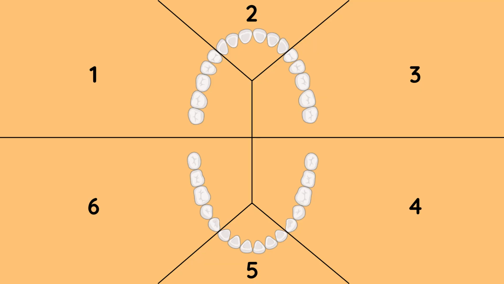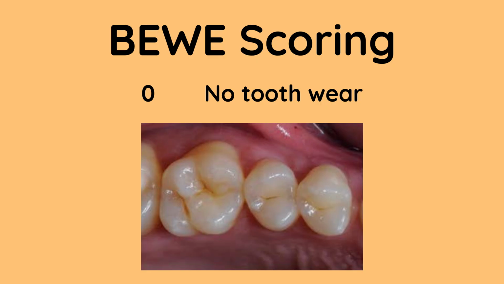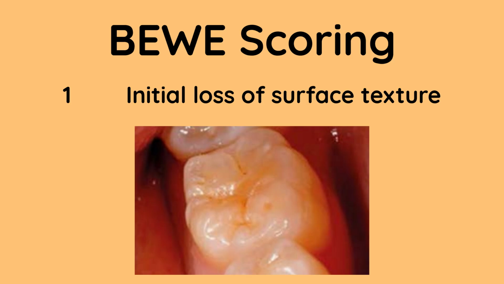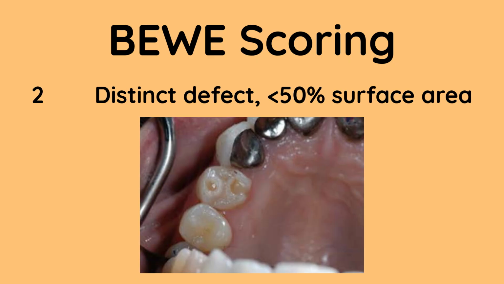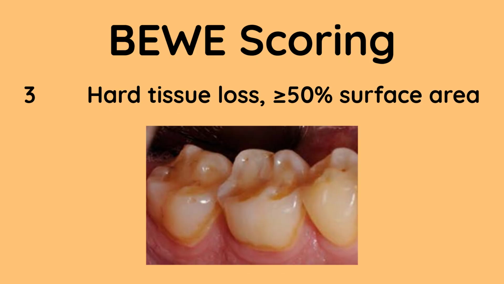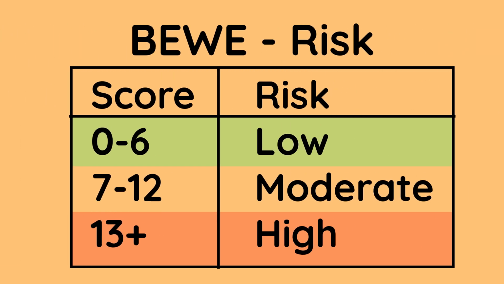Each sextant is scored by a number from 0 to 3, where 0 indicates no tooth wear, 1 indicates initial loss of surface texture, for example, loss of incisal edge or cupping of the cusps, 2 where there is a distinct defect affecting less than half the surface area of the tooth, which can be highlighted by distinct cupping and pitting of enamel, and 3, which is the hard tissue loss affecting more than 50% of surface area, where dentine involvement is now common. To get an overall BEWE score, you total up the scores of each sextant, where scores of 0 to 6 is seen as low risk, 7 to 12 is seen as moderate risk, and scores of 13 and over is seen as high risk.